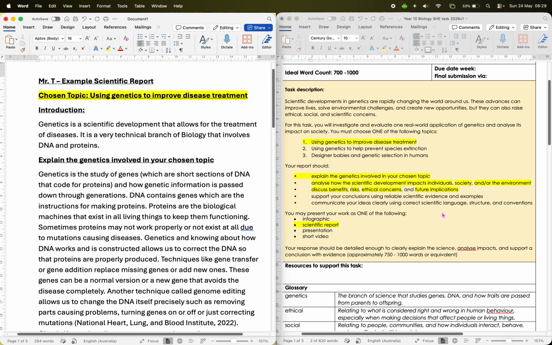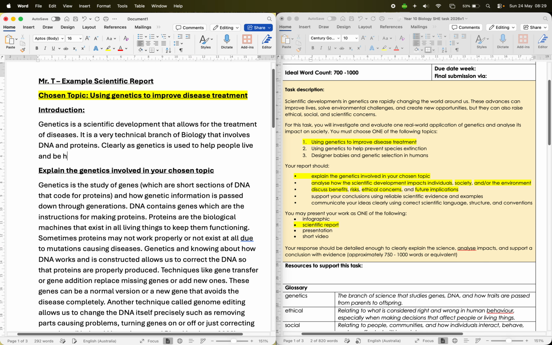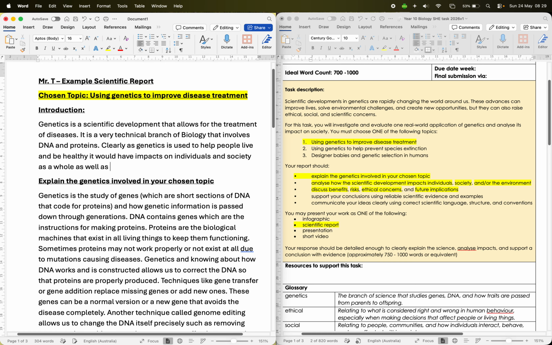Analyze how the scientific development impacts individuals. Clearly, as genetics is used to help people live and be healthy, it would have impacts on individuals and society as a whole, as well as the environment, and basically all living things.